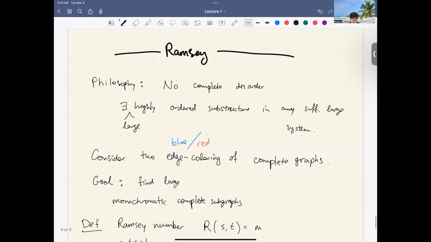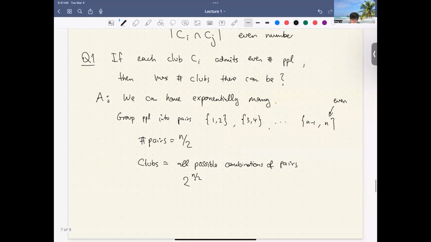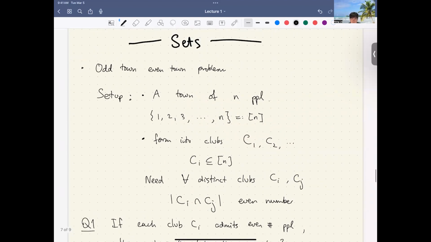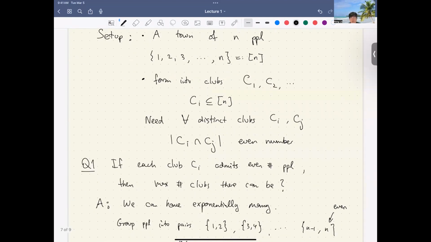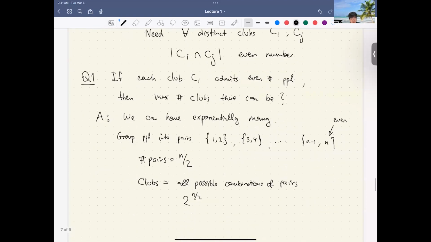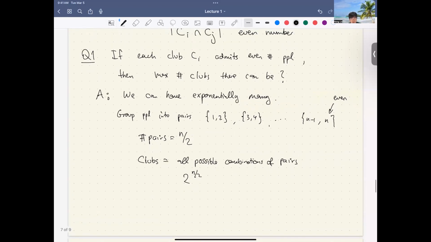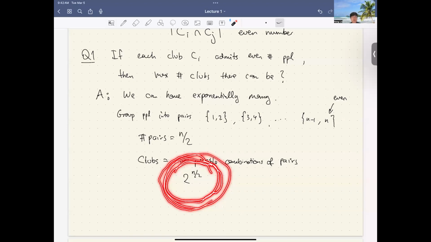Someone asked in the odd town, even town problem: remember, if you require every club size to be odd, the best we can do is n by our Oddtown theorem. And we made a sharp contrast with when each club is of even size, where we have 2 to the n over 2 many. So someone asked, is this optimal? Very good. That should be the first question we ask as we're practicing. I will leave this as an exercise for you to think about. Can you come up with a better one? If not, can you prove that this is the best we can do?